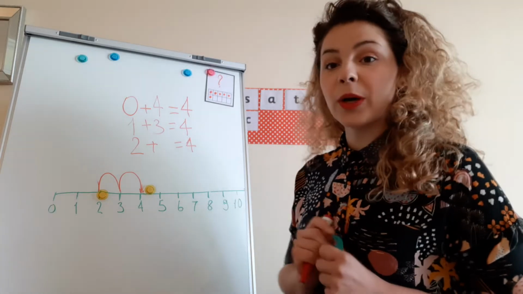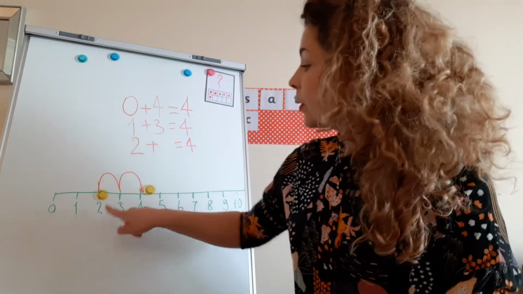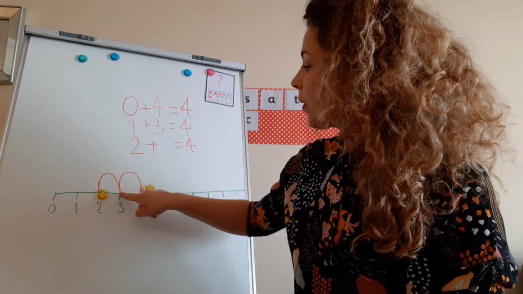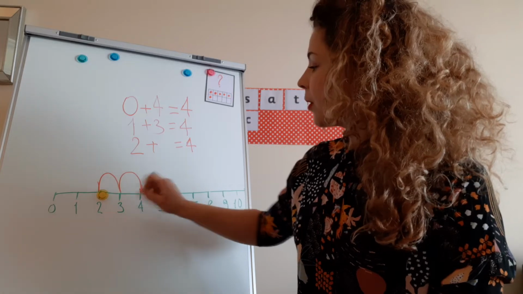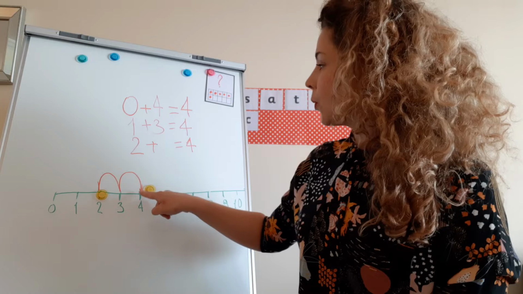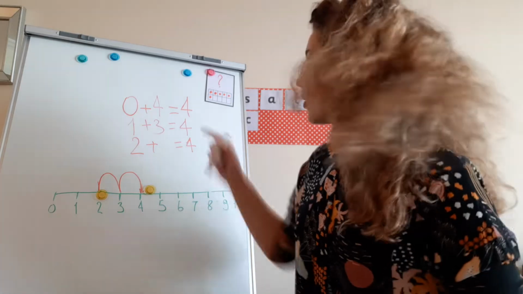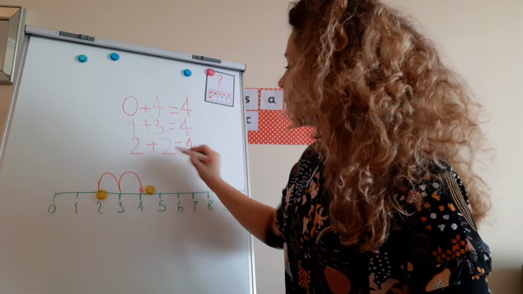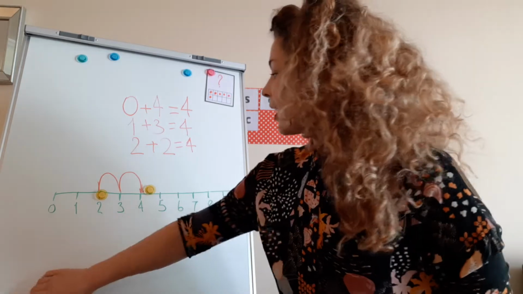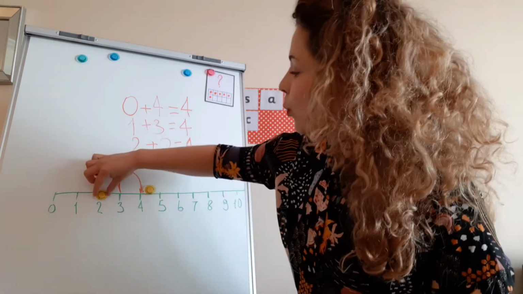So let's see, what do we have here? You can see, we started from number 2 and 1 hop, second hop. 2 plus 1, 2 equals 4. So 2 plus 2 equals 4. Yeah? Okay, now let's move on forward.